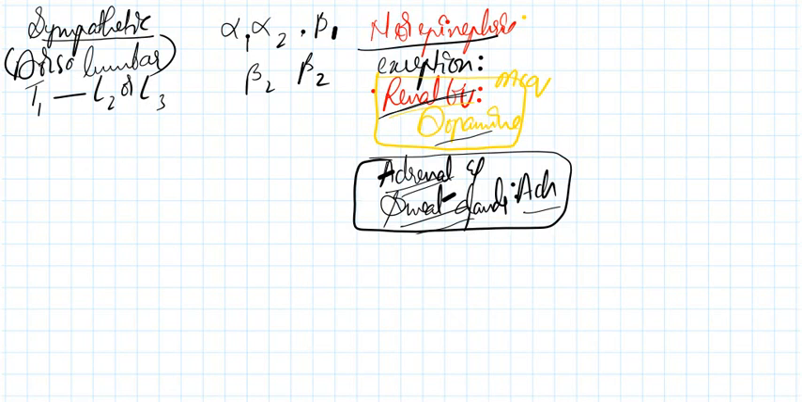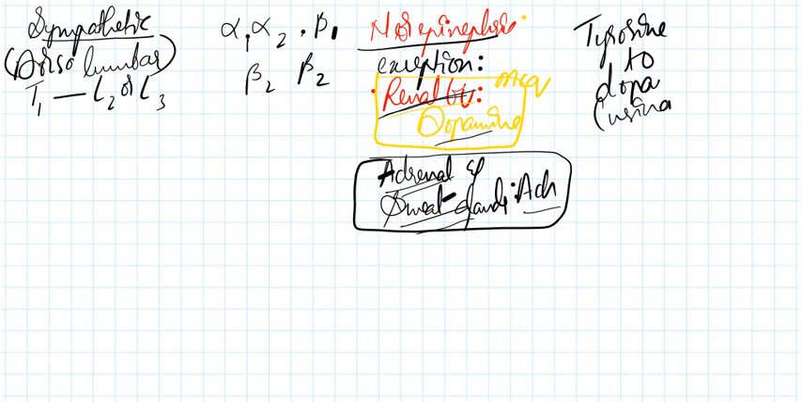Now, what's the rate limiting step in the sympathetic system? It is tyrosine to dopa, using which enzyme? Tyrosine hydroxylase enzyme. Okay. So, what is the rate limiting step in sympathetic? That is tyrosine to dopa.